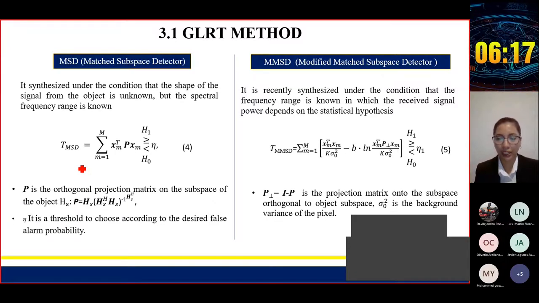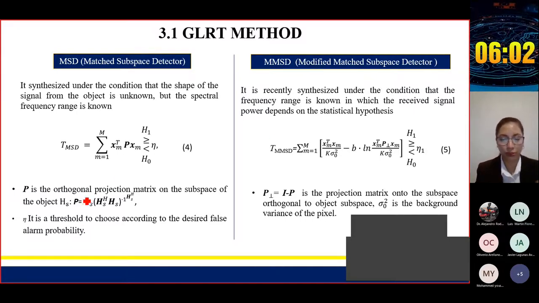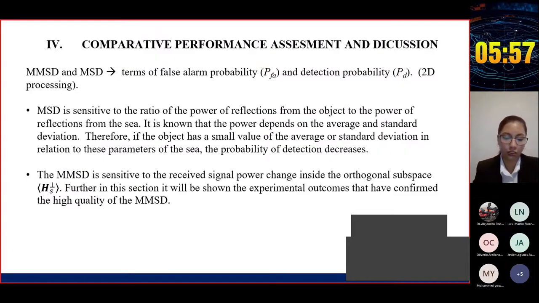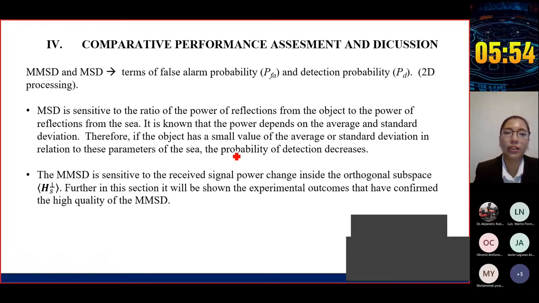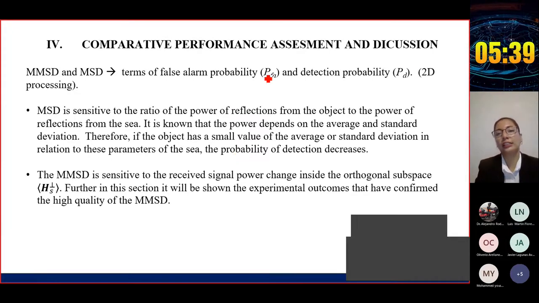And we have, again, the equation, where P is the projection matrix onto the space orthogonal to the object space, and we have the background variance like a pixel. That is some difference. Then we can do the comparison between these two detectors, MMSD and MSD, in terms of false alarm probability and detection probability, and we can use these acronyms for these two properties.